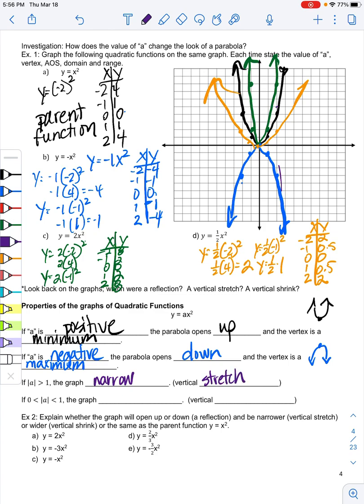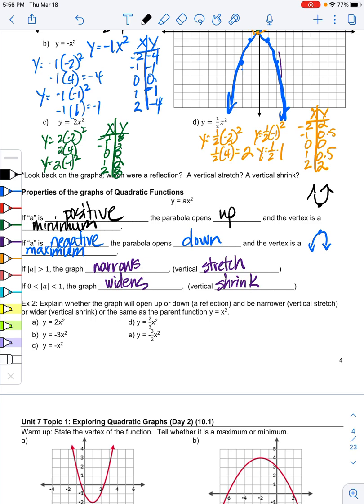If your A is between 0 and 1, so if we have a fraction that's less than 1, and again, it says absolute value because you're not paying attention to the negative. The negative just tells you if it gets flipped or not. The number, without looking at the negative, tells you if it gets narrow, or if it's less than 1, like we have in D where that was a 1/2, it got wider. The graph widens, and that's called a vertical shrink. I've also heard it called a compression, but shrink works.